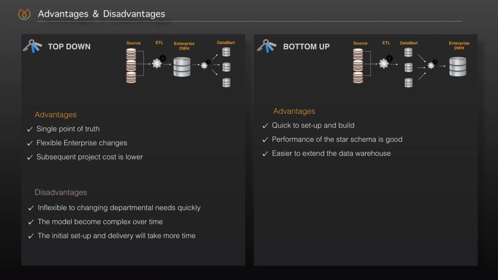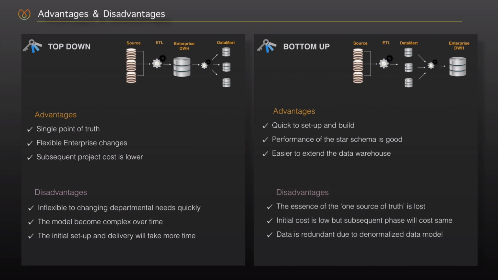And most BI tools work very well with star schema, and also the performance of the star schema model is very good. So it works very well for department-wise metrics and KPI tracking. It is easier to extend the data warehouse. It can easily accommodate new business units. It is just creating new data marts and then integrating them with the other data marts with the conformed dimensions.